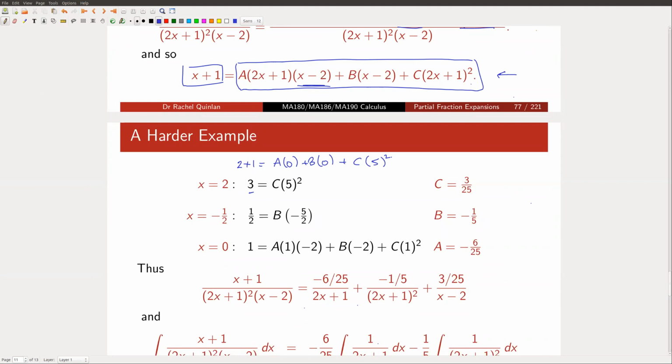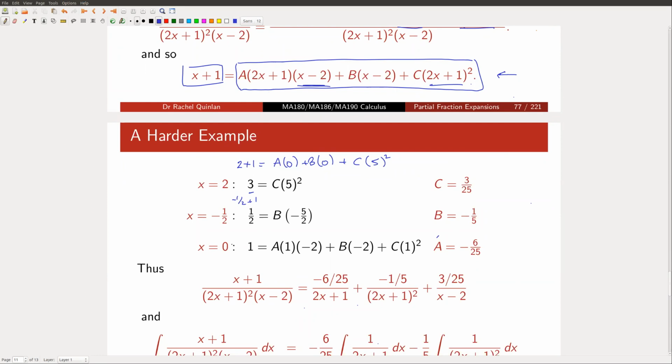The other nice value of x to choose here, that makes the 2x plus 1 term drop out, is x equals minus 1/2, because that makes 2x plus 1 equal to 0. So plugging that in makes the a and the c terms drop out and leaves us only the b term, and tells us that 1/2, which is what we get on the left when we put x equal to minus 1/2, we get minus 1/2 plus 1, which is 1/2, equal to b times minus 1/2 minus 2, which is minus 5 over 2. And that tells us that b is minus 1/5, which is not too bad, I guess. And because there are only two distinct factors, 2x plus 1 and x minus 2, there are only two choices for x that work in this really nice way.